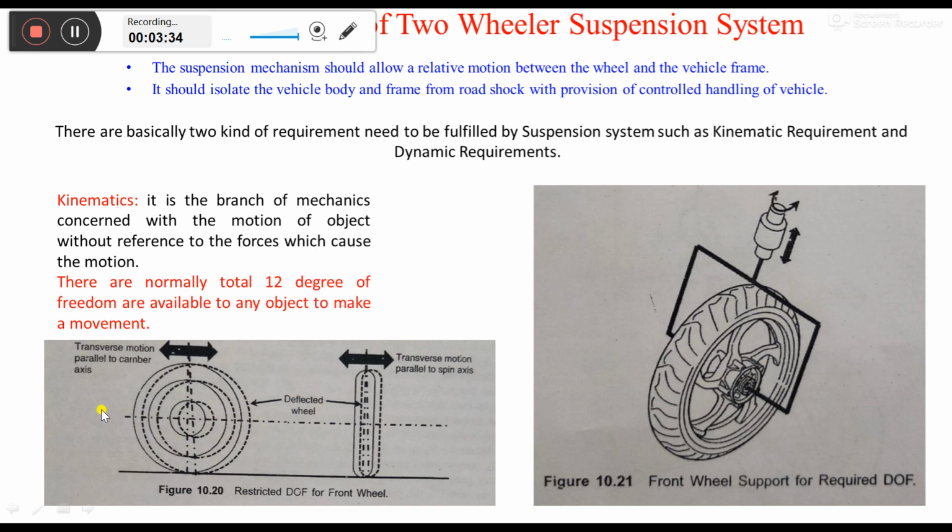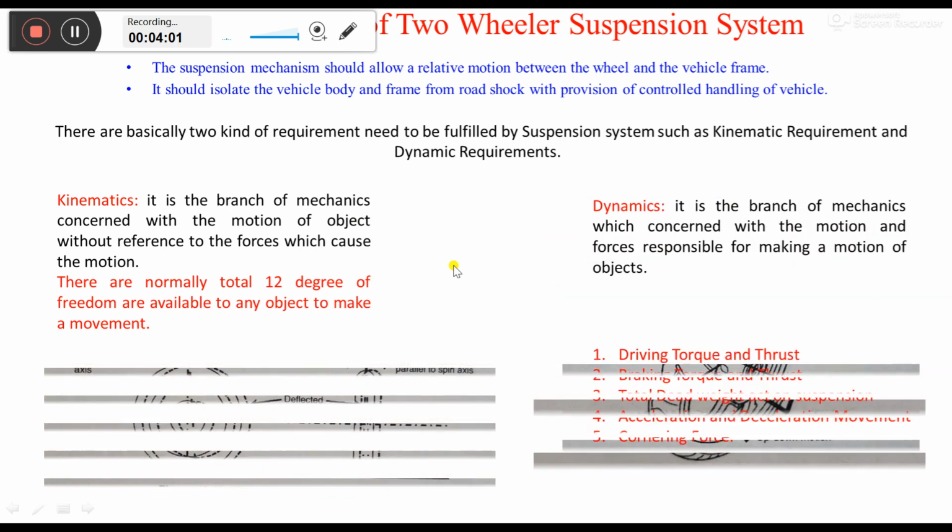Front and back motion of the tire takes place whenever the vehicle is moving. Upward and downward movement takes place when the vehicle travels across a bump or a dip. So there are 12 degrees of freedom available in the case of tire movement. The study of those 12 directions or 12 motions comes under kinematics.